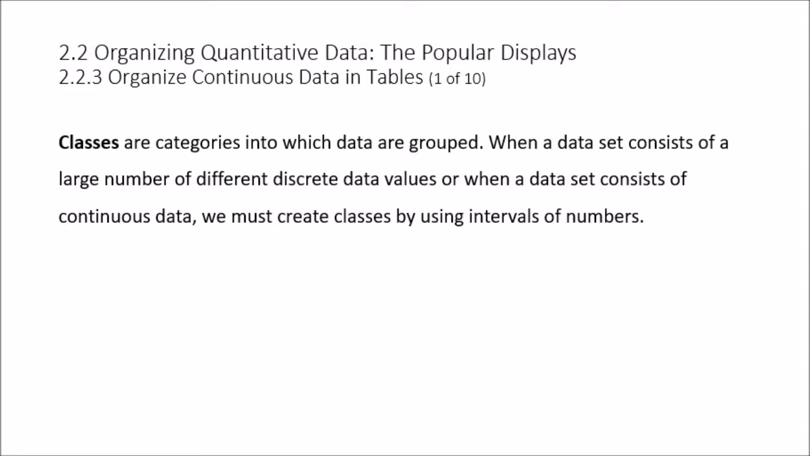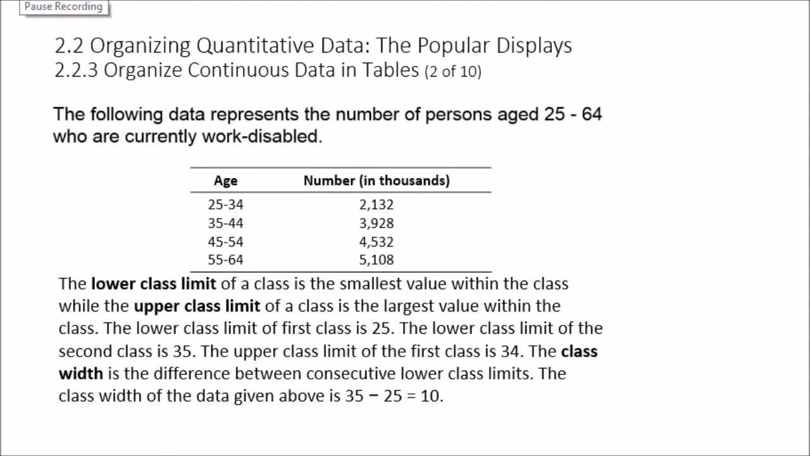We know that classes are categories into which data are grouped. When a data set consists of a large number of different discrete data values, or when a data set consists of continuous data, we must create classes by using intervals of numbers. The following data represents the number of persons aged between 25 to 64 who are currently work disabled. Notice that we have our classes in intervals because we are looking at a huge number of population. In this case, those numbers are in thousands. So it is impossible for us to make our classes individual numbers like 25, 26, and so on.